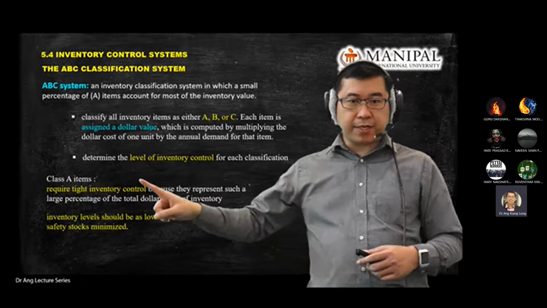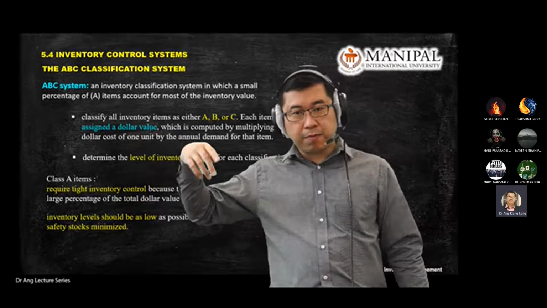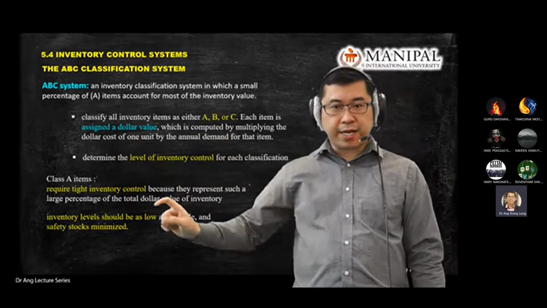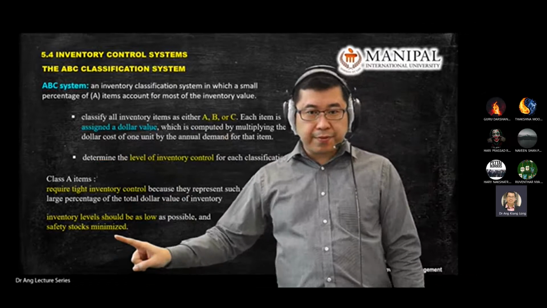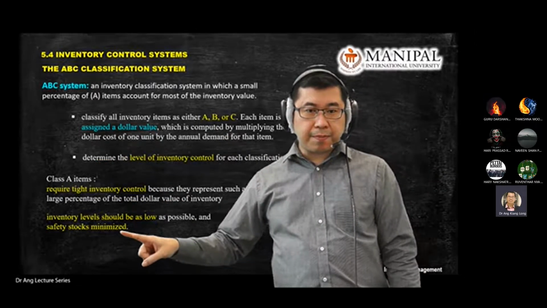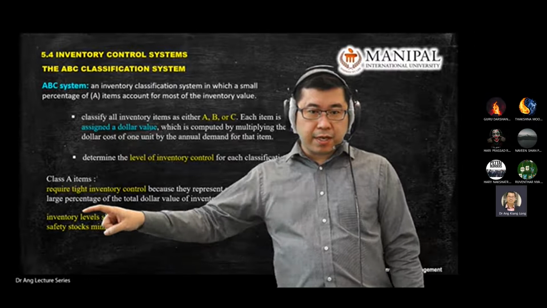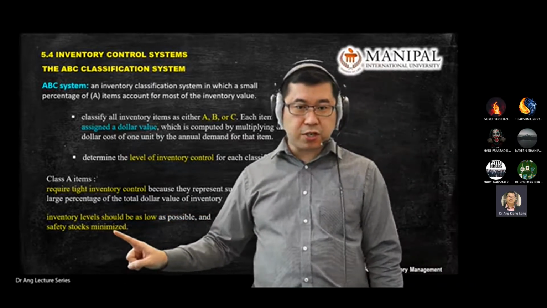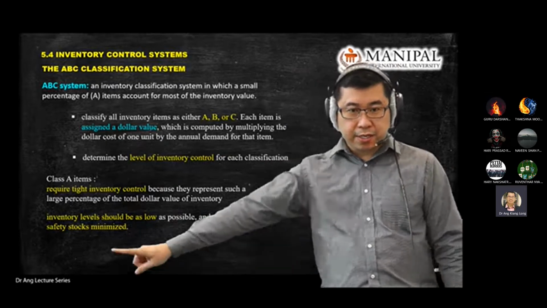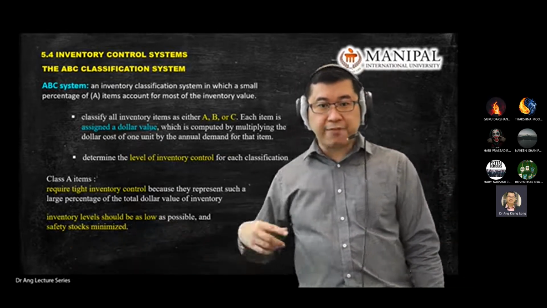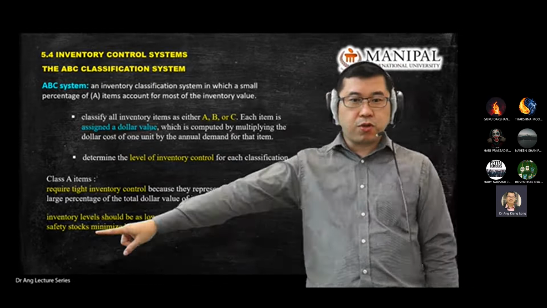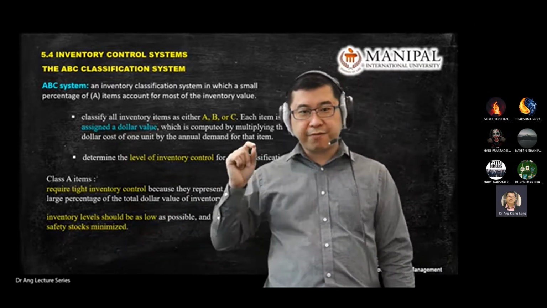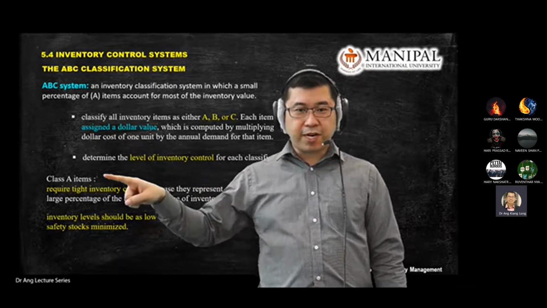Just now I talked about the control. So the higher the classification, especially class A, you need tight control, and inventory level should be as low as possible, and safety stock is minimized. Just now we talked about safety stock, right? The buffer stock. You don't put a lot of safety stock for class A.